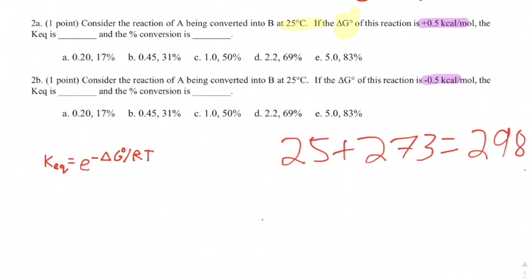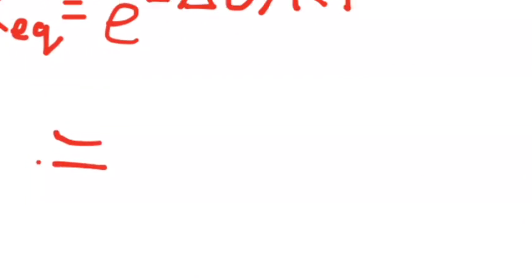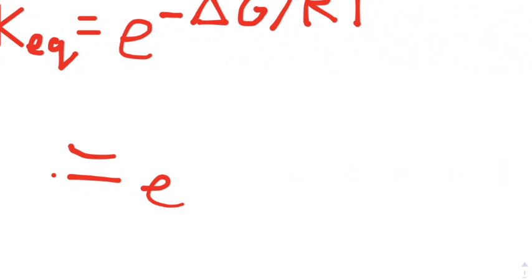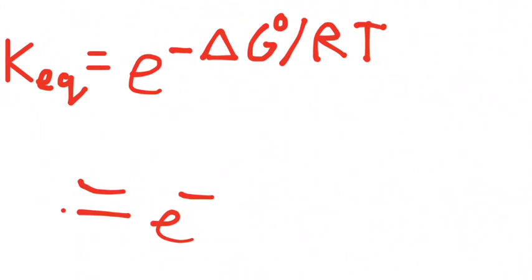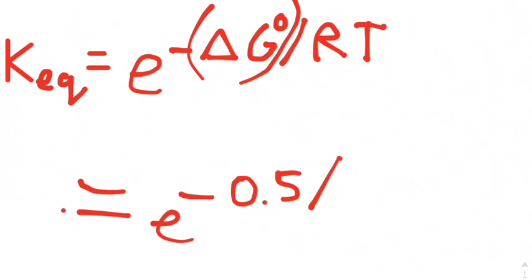Alright, so let's plug all that in. K equilibrium is the same thing as E raised to the negative. Make sure you watch your negative. Since our delta G was positive, we plug it in here and keep the negative sign, because a negative times a positive is a negative. So in this case, you actually get the negative number. So it's negative 0.5 from our problem.